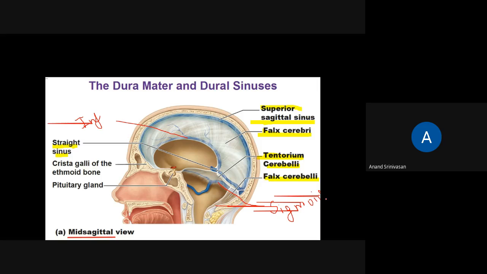Sigmoid sinus. So this one is the superior sagittal sinus, and this is the inferior sagittal sinus. The inferior sagittal sinus continues as the straight sinus. The straight sinus joins with the superior sagittal sinus and continues laterally as the sigmoid sinus. Any doubts?